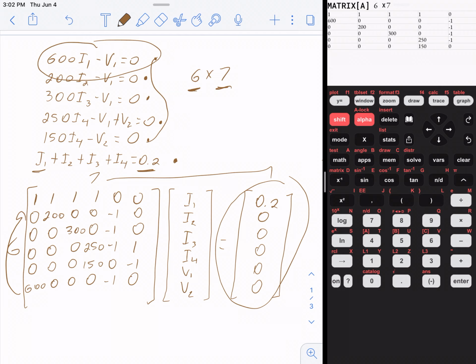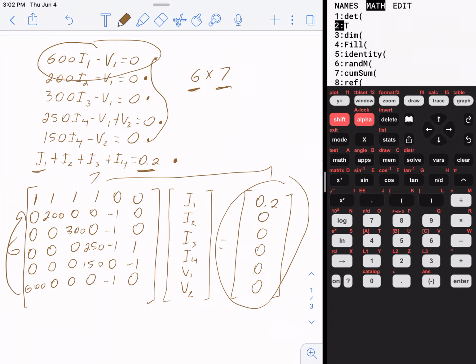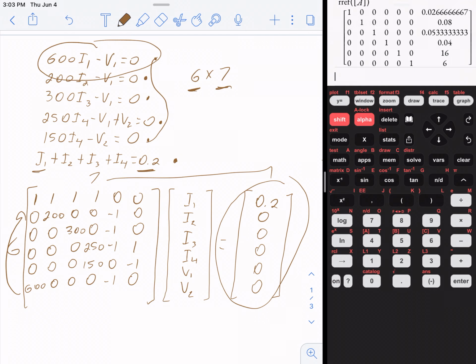So how do you solve this? I'm going to go and exit everything. And I'm going to go to Shift, Matrix, go to Math. I'm going to go ahead and do Reduce Row Echelon Form. And I'm going to pick the matrix we want. We want the 6x7 matrix. And I'm going to press Enter. And right away you can see our answers. It tells you your I1, your I2, your I3, your I4, and your V1 and your V2. In this case, the problem was actually looking for V1, and that's 16 volts. Then you can use that to find the equivalent resistance.